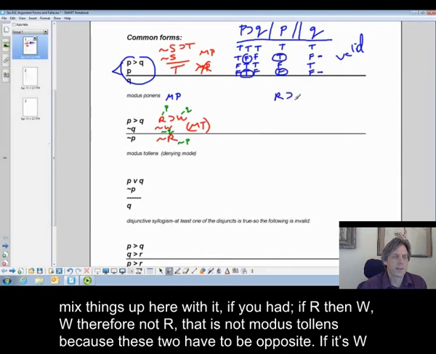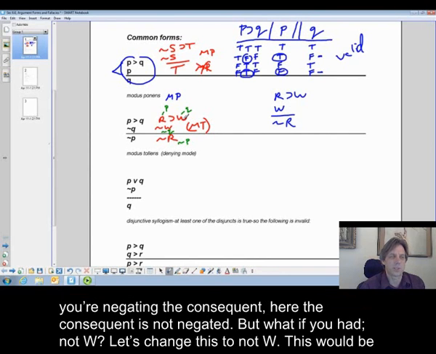So that's modus tollens, and then if we just mix things up here with it, if you had if R then W, W, therefore not R, that is not modus tollens, okay? Because these two have to be opposite. If it's W, you're negating the consequent. Here the consequent is not negated. But what if you had not W?